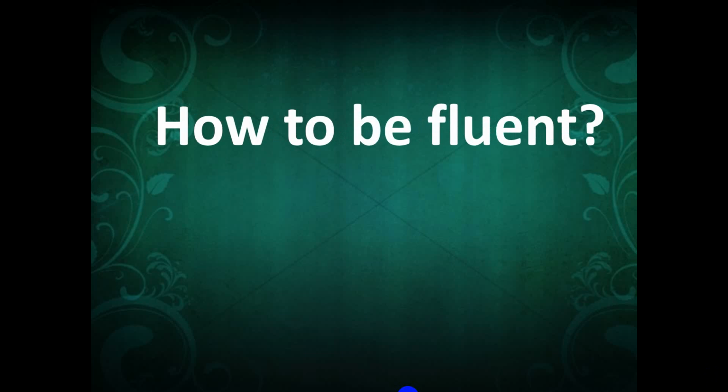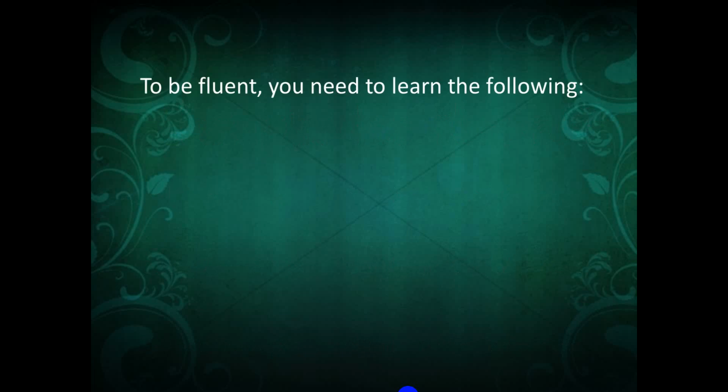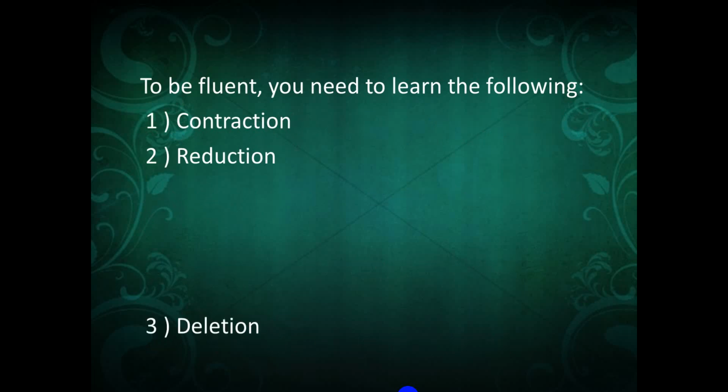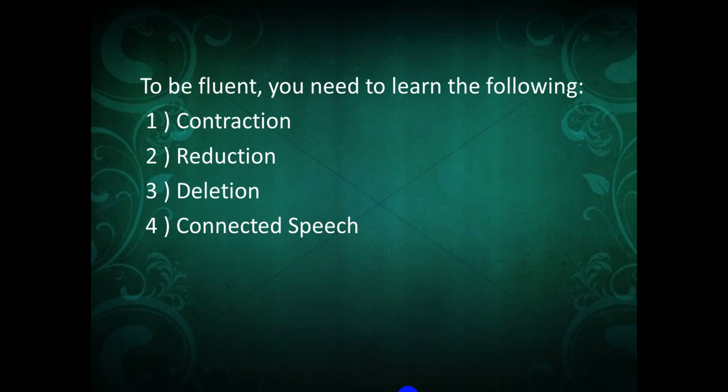I think I can be fluent by watching movies, and I think that I can be fluent by listening to songs. Actually, what you said is just to practice your fluency, not to learn fluency. So how can we learn fluency? To be fluent, you need to learn the following. Number one, contraction. Number two, reduction. Number three, deletion. And number four, connected speech.